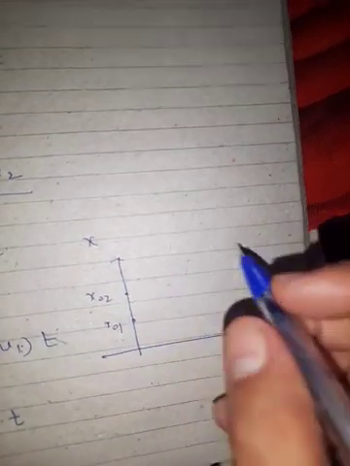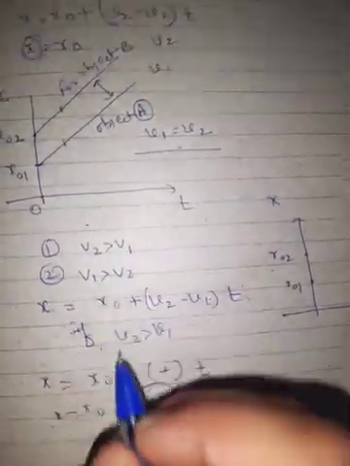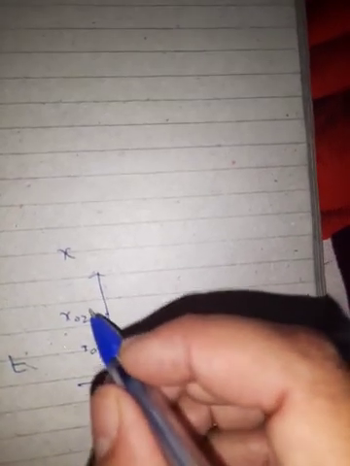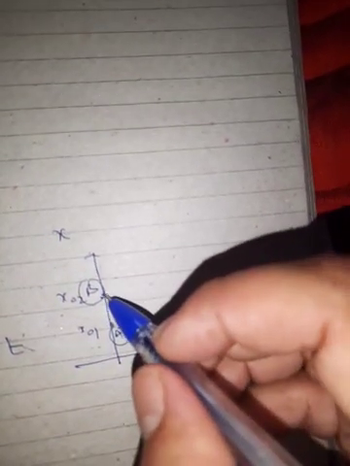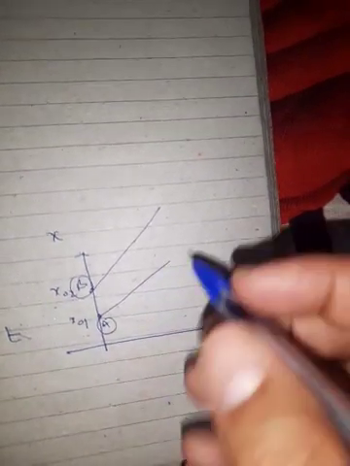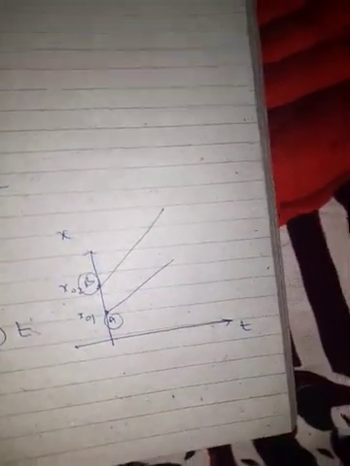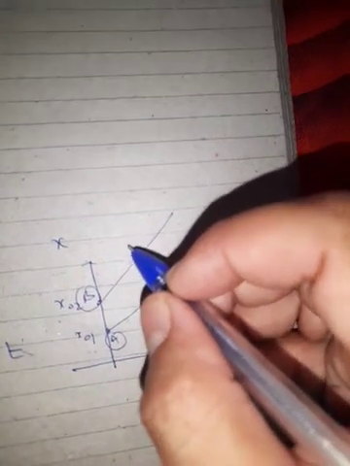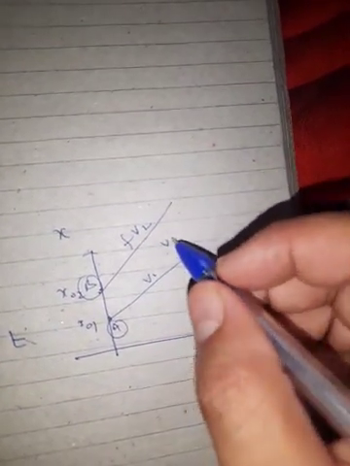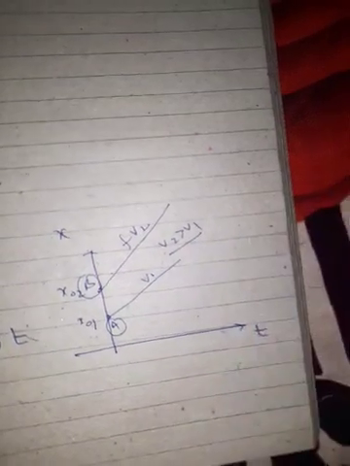Simply I am taking v2 greater than v1, so its velocity is more than that of object A. This object is A, this object is B. When its velocity is more, it will move faster and the other body will move slower. So the gap between the objects will increase. This object has the faster velocity, v2, and the other is slower, so v2 is greater than v1 for this graph.